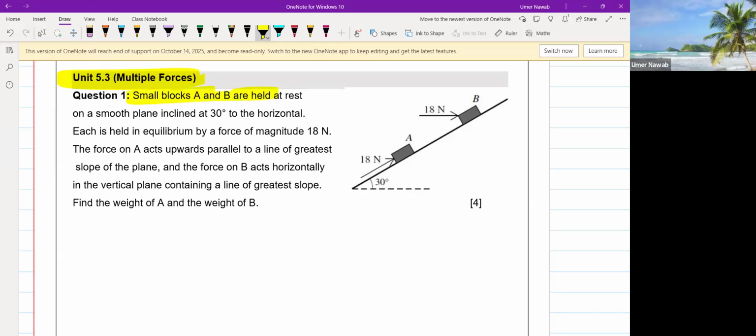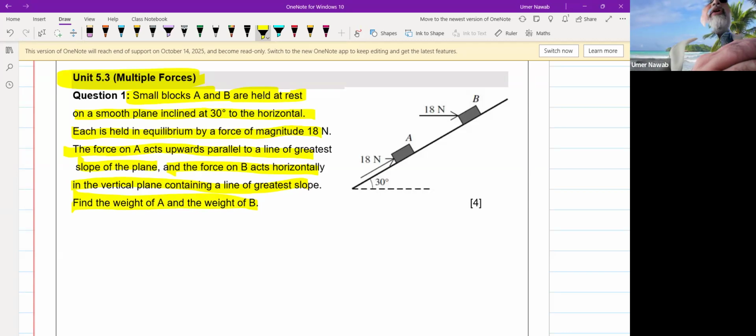Small blocks A and B are held at rest on a smooth plane at 30 degrees. Each is held in equilibrium by the application of a force of 18 newtons. The force on A acts parallel to the line of greatest slope, and the force on B acts horizontally in the vertical plane containing the line of greatest slope. Find the weight of A and the weight of B. Excellent.